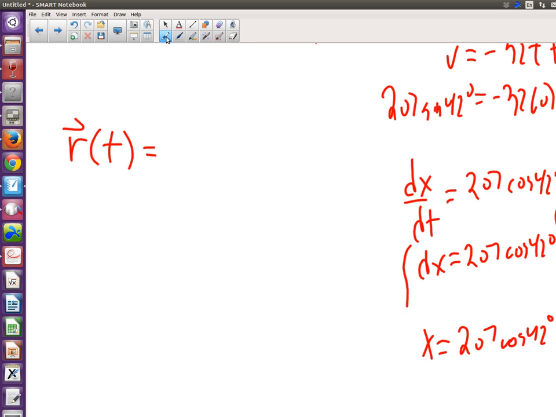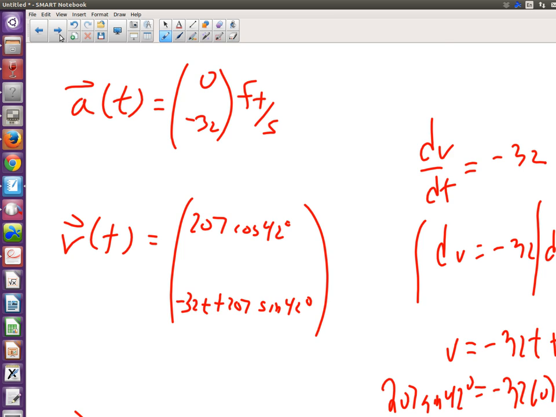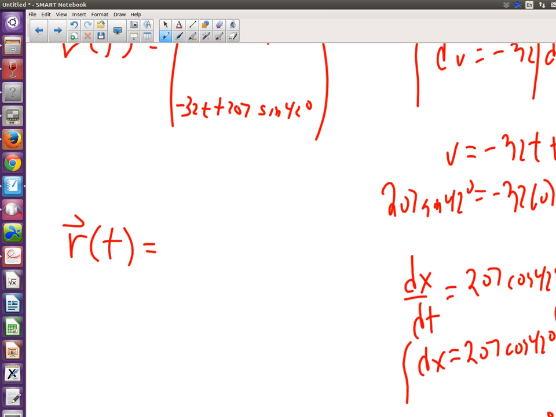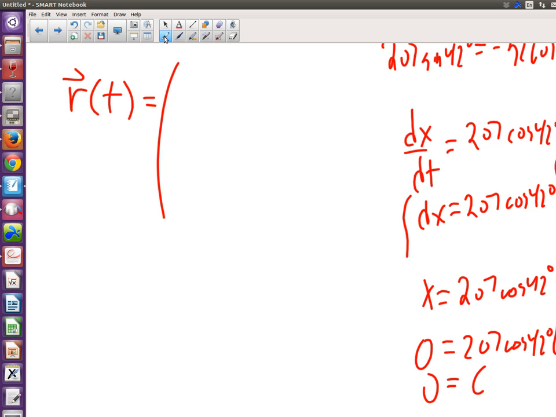But what's the initial condition for x? X of 0 is 0, right? So what's c? 0. I'm going to put 0 here and 0 here, so c is clearly 0. So I can write here that R of t is simply 207 cosine 42 t plus 0.